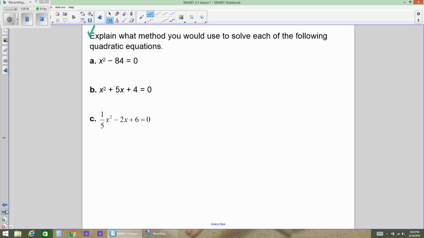Moving on. Explain what method you would use and why. Why are we using it? Okay, look at A. You have x squared minus 84 equals 0. There's only one term here with an x in it. So this is ready to go using square roots.